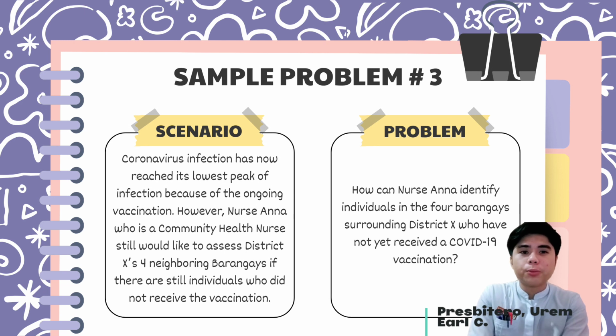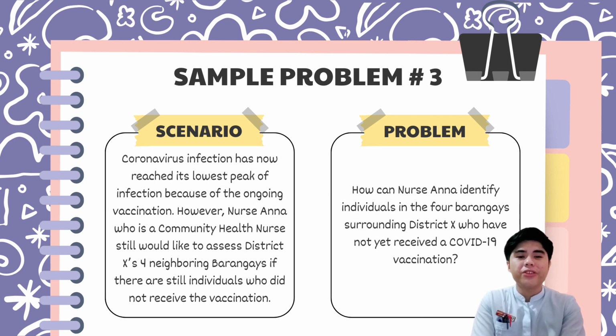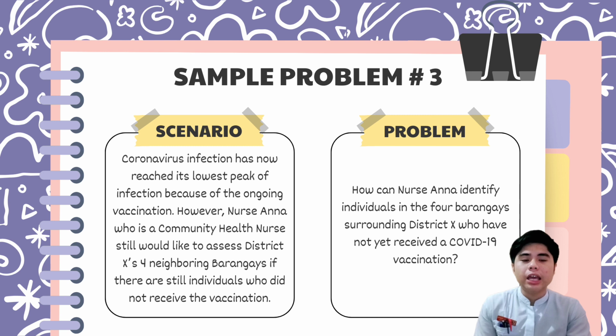Hello everyone, I'm Yerm El Presbitero and I'll be the one to report the sample problem number 3 for the bar graphs. So here is our sample scenario. Coronavirus infection has now reached its lowest peak because of the ongoing COVID-19 vaccination. However, Nurse Anna, who is a community health nurse, still would like to assess district access for neighboring barangays if there were still people that did not receive any vaccination. The problem for this case is how Nurse Anna would be able to identify if there were certain people that are unvaccinated, and the data will be used for her case study.